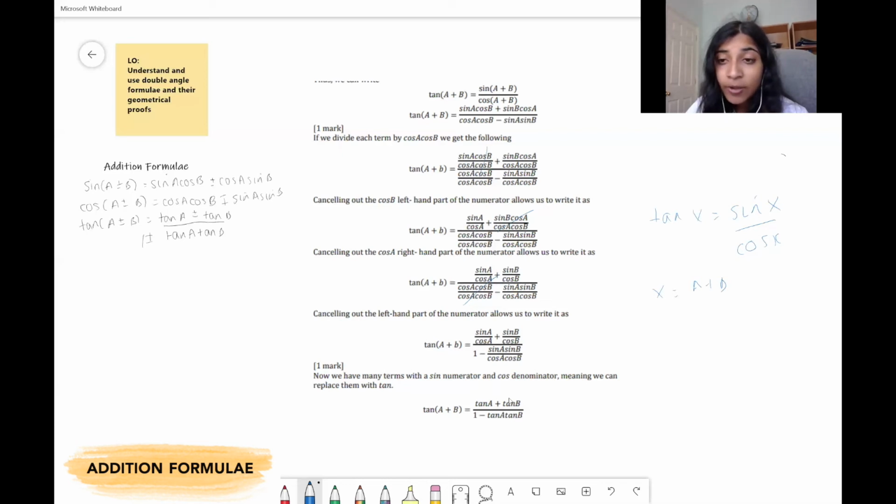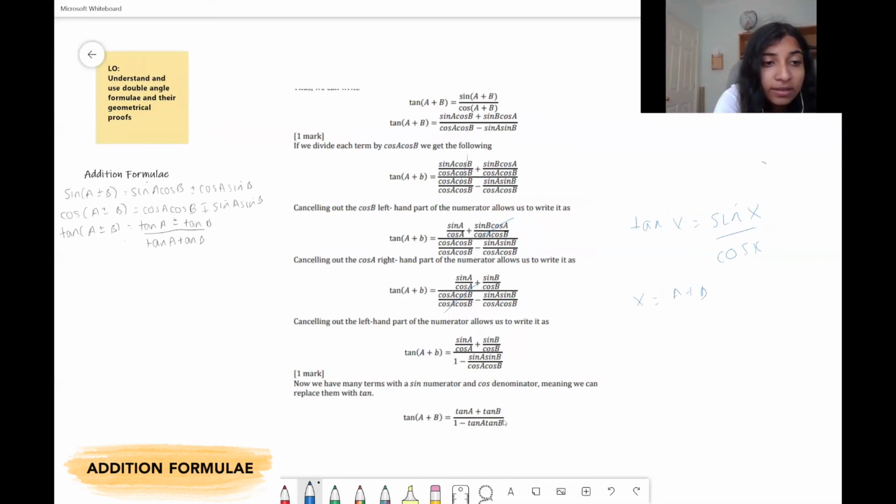And now, using the definition that tan x is equal to sin x over cos x, we can just substitute all of these for tan. So sin A over cos A is just equal to tan A, sin B over cos B is just equal to tan B, and again sin A over cos A is tan A, sin B over cos B is tan B. So then we are left with tan(A+B) is just equal to tan A plus tan B, all over 1 minus tan A tan B. So this is what we get over here.